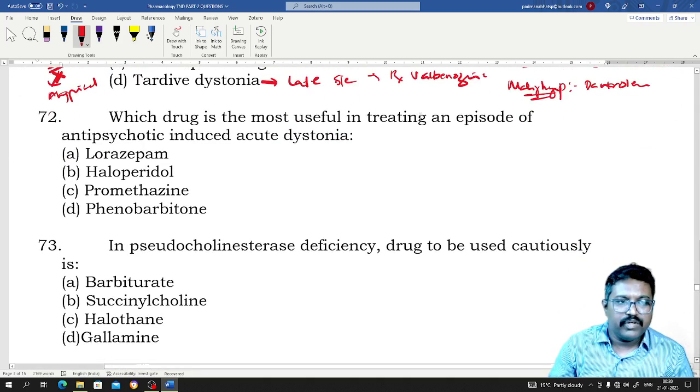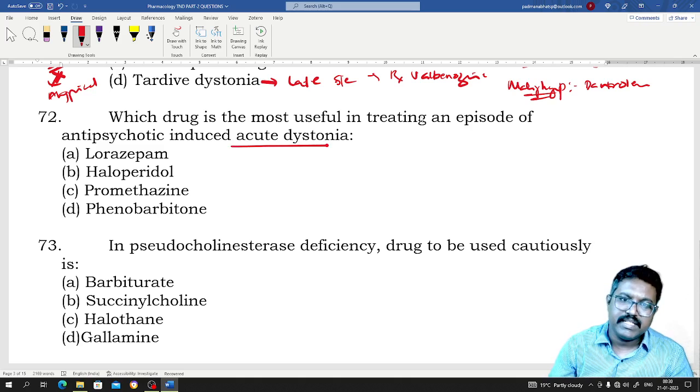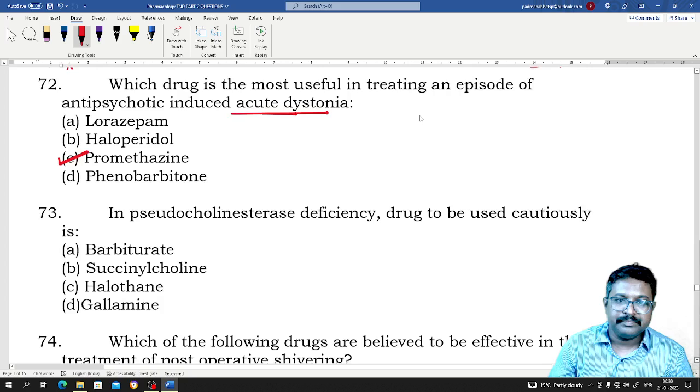So moving on to the 72nd MCQ, that is which drug is the most useful in treating an episode of antipsychotic induced acute dystonia? So usually we give an anticholinergic agent to overcome this, because of the increased cholinergic activity. Here the drug which is having anticholinergic activity will be your promethazine. So promethazine is the most useful drug used to treat antipsychotic induced acute dystonia.